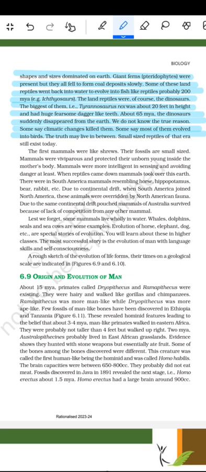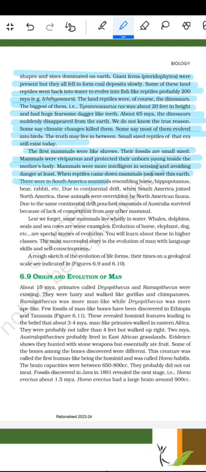Small-sized reptiles of that era still exist today. The first mammals were like shrews. Their fossils are small-sized. Mammals were viviparous and protected their unborn young inside the mother's body. Mammals were more intelligent in sensing and avoiding dangers. At least when reptiles came down, mammals took over this earth.